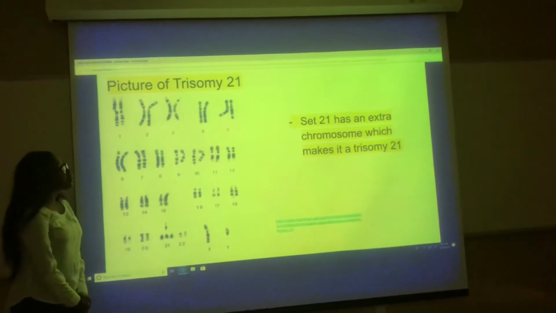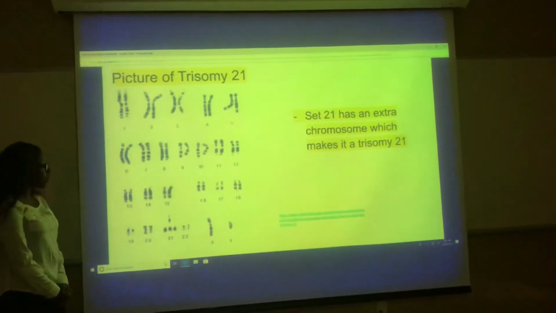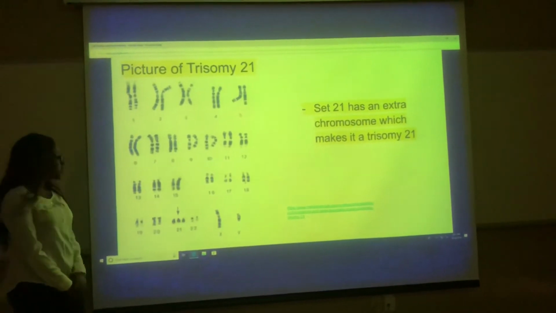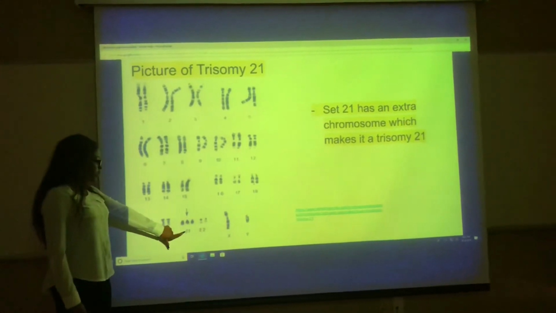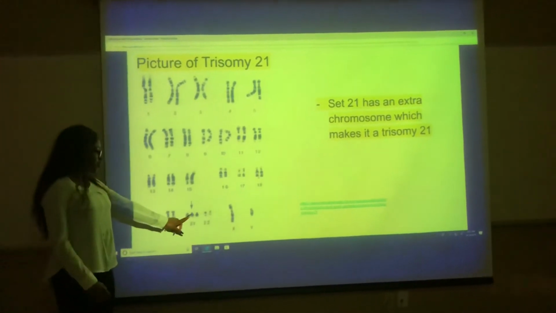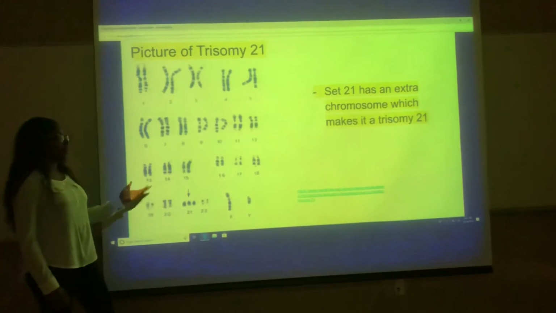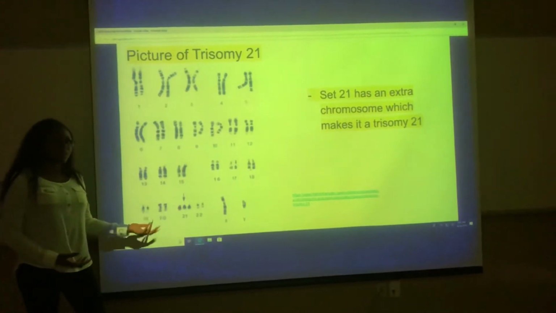Here is an image of what trisomy 21 looks like with chromosomes. Here you can see that the chromosome 21 pair has an extra one, which is pretty much what makes it trisomy 21 Down syndrome.